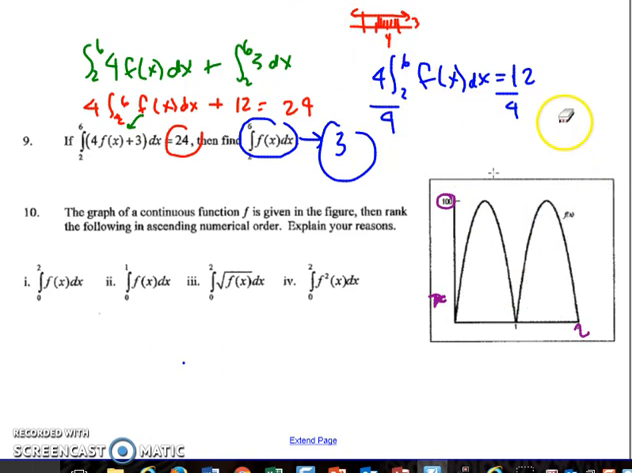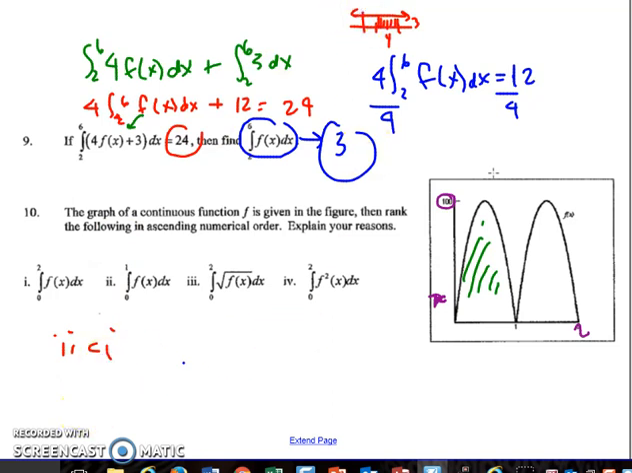Number 2 is just the integral from 0 to 1. So that's going to be half the amount. So just this half. So clearly this guy is less than this guy. A good way to list it out: I know that 2 is going to be less than 1.